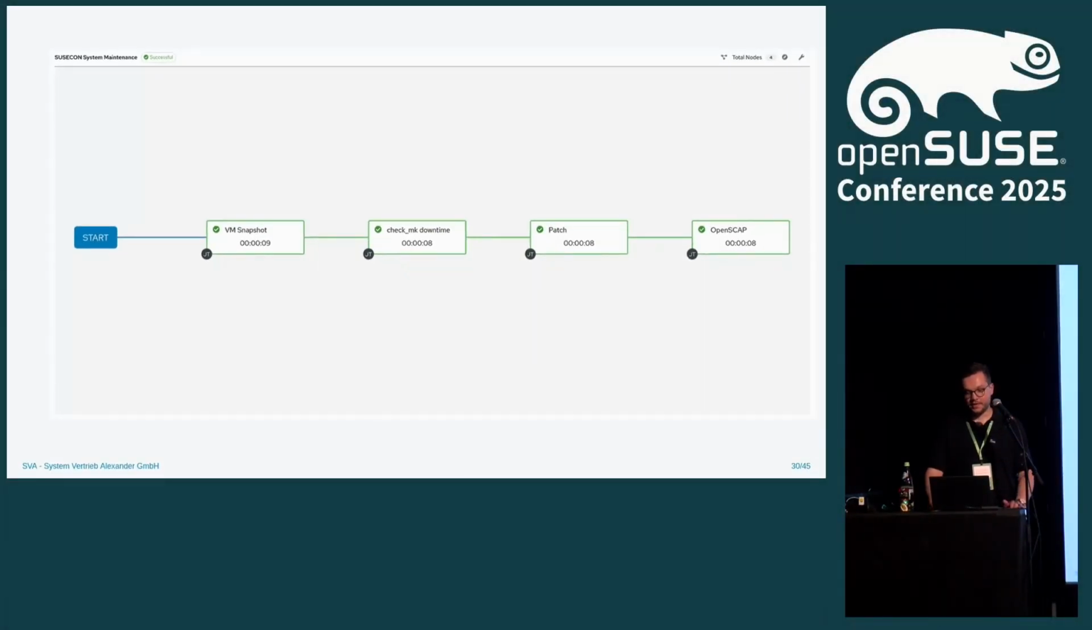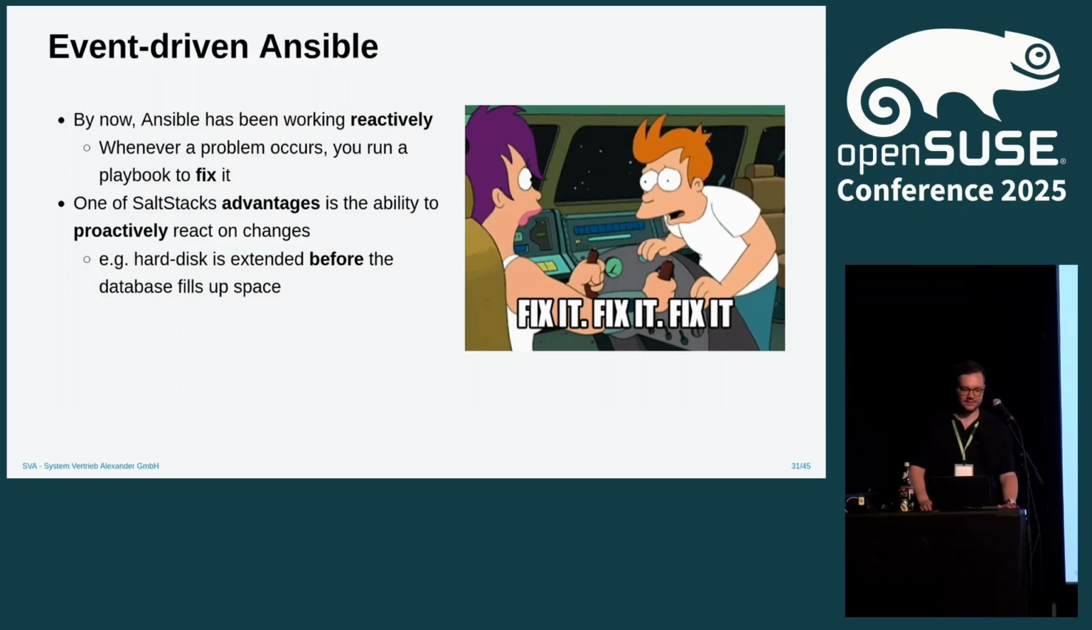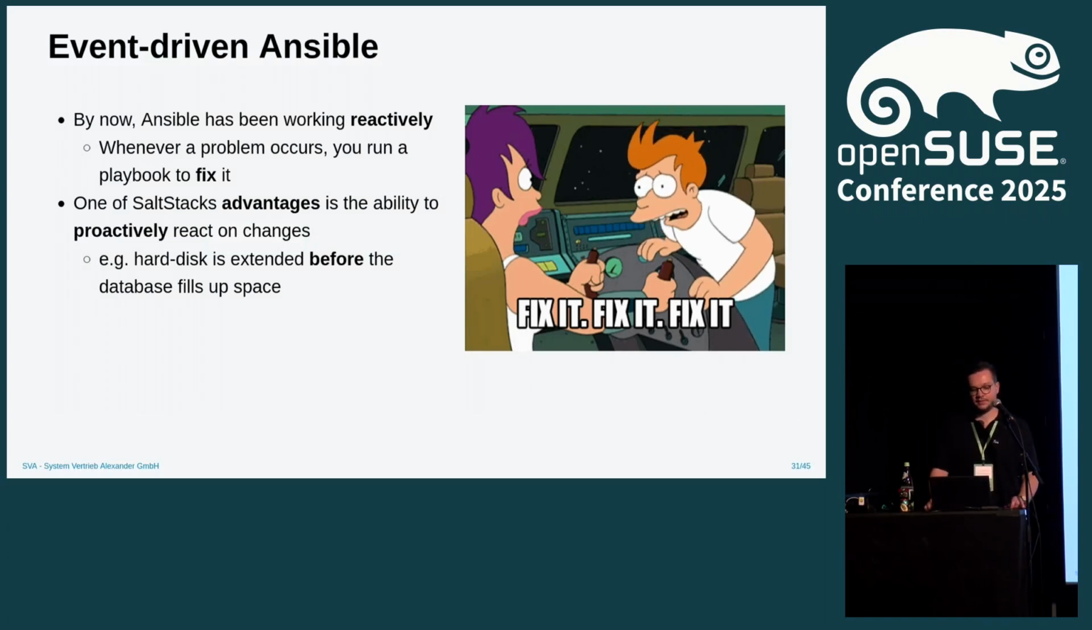Okay, who heard about event-driven Ansible? Some hands are raised, great. We got you covered too. So event-driven Ansible, for the people that never heard about that: so far Ansible has been working reactively, which means a problem occurs, you write a playbook, you run the playbook, and the bad system is good again. So that's basically how it worked the last couple of years.